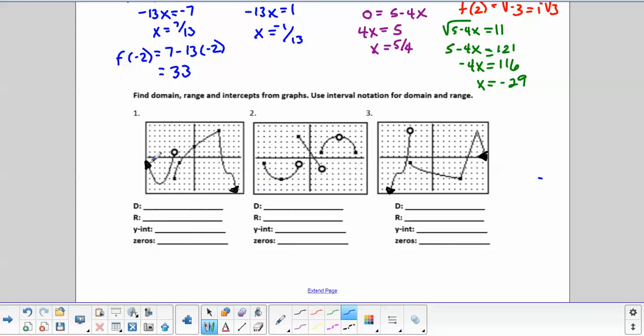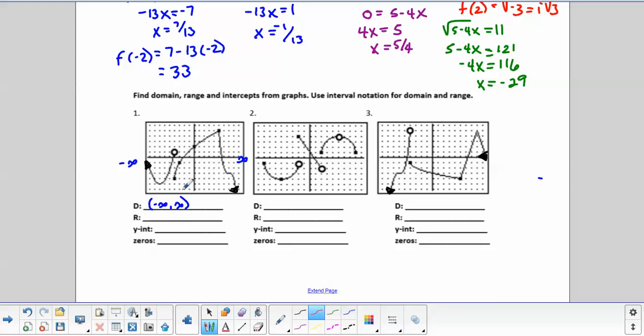Okay, so your domain starts over here on the left at negative infinity and it continues along. Looks like there might be a break in the domain, but you see it's picked up at the very same x value here, continues along all the way to the right, and it goes to positive infinity. So your domain is all real numbers, or negative infinity to positive infinity.